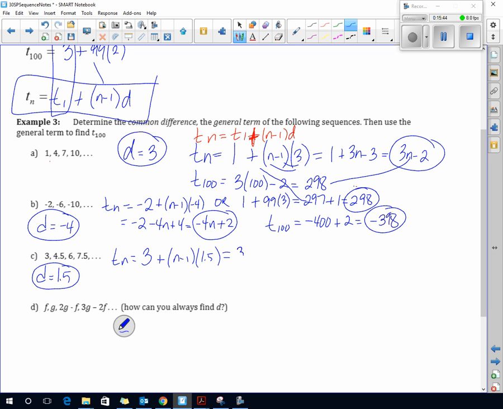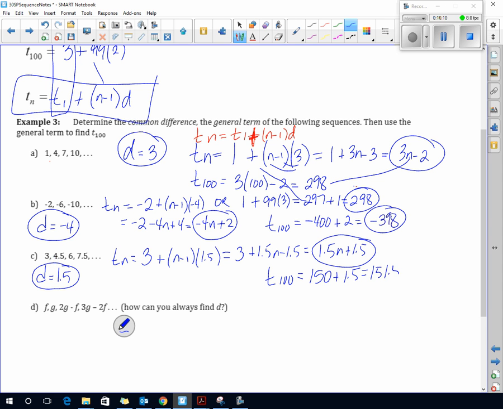Yes? So term 100 would be 1.5 times 100, which would be 150, plus 1.5 would be 151.5. So did you get that? 151.5? Okay, the next one is a very difficult one.